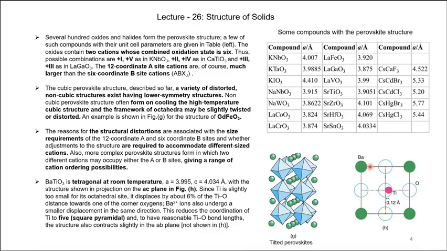If we take barium titanate, this is a projection of the structure. One thing we see is that titanium is slightly too small for the octahedral site, and is displaced by about 6% of the titanium oxygen distance towards one of the corners. For this displacement, the coordination of titanium is square pyramidal rather than octahedral. The projection is to show this in the structure.